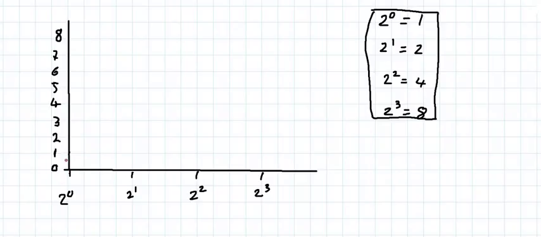Here's 2 to the power of 0, and here's 1. 2 to the power of 1 is just the number 2. 2 squared equals 4, and 2 cubed is 8. And that gives us this very distinctive upward curving graph. But points on a line are quite gregarious. They like to be joined together. So let's join the dots together.